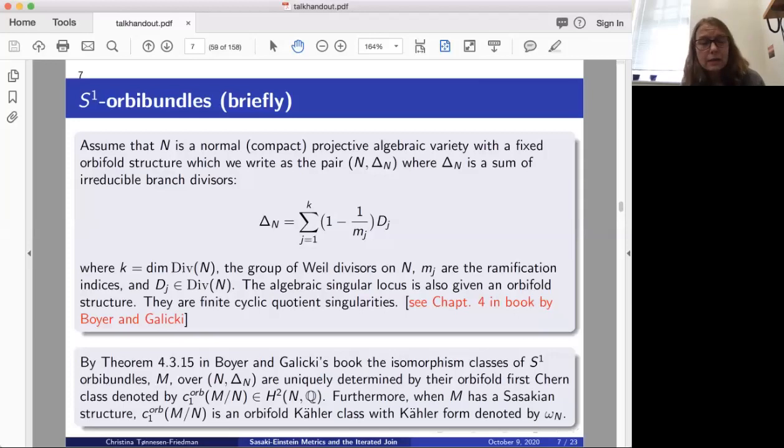All right, and when such a bundle has a Sasaki structure, that goes hand in hand with the first Chern class being an orbifold Kähler class. So there's a Kähler structure along with that.